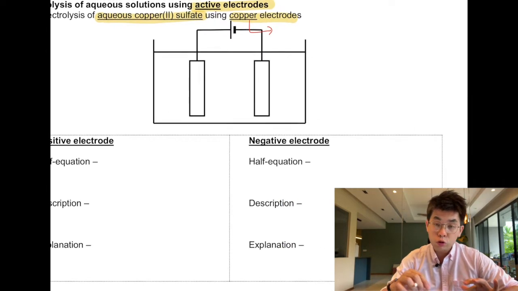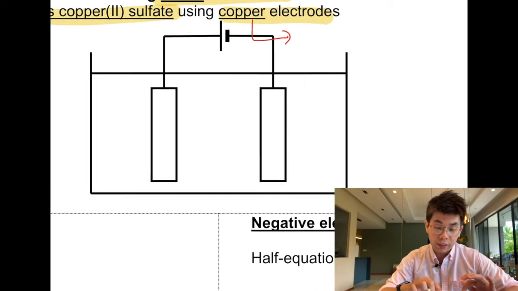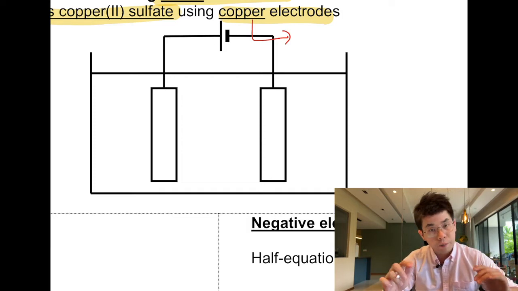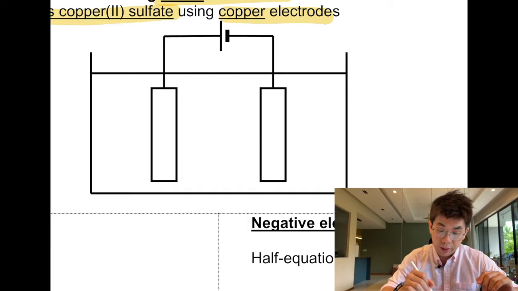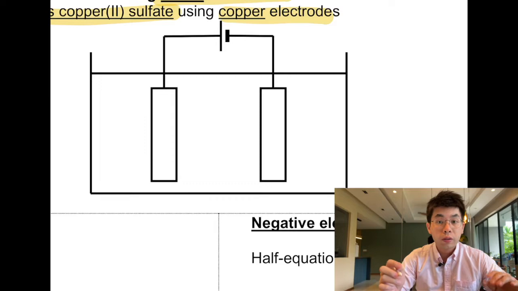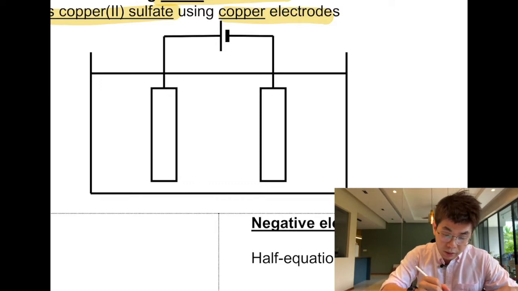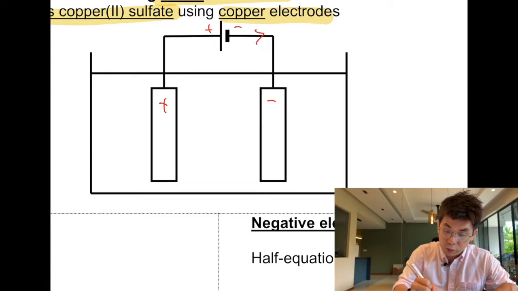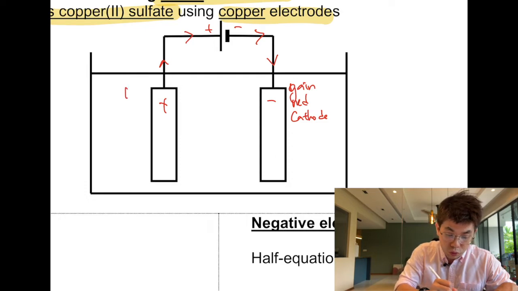So let's go through the steps again to label the diagram. Please pause the video and practice labeling, right? I hope you have tried labeling. So positive, negative, negative, positive, electrons flow this way. So this one is a gain, this one is reduction, this is the cathode. This one, the electrons, this is a loss, this is oxidation, and this is the anode.